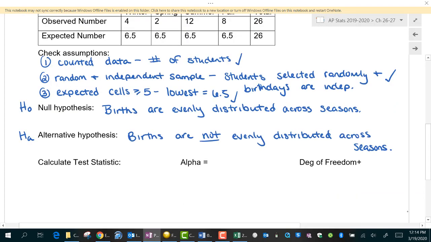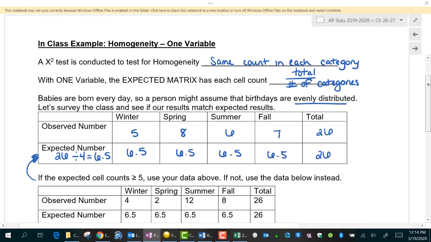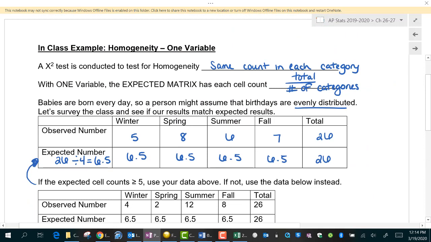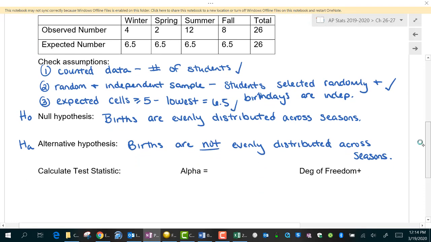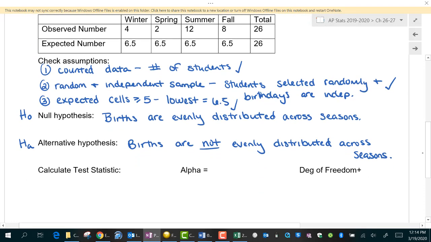Okay, so you're going to notice that our null and our alternative hypothesis are a little different than usual. My null hypothesis, I would state that births are evenly distributed across seasons. And if you remember from our very first introduction to this example, we started by saying babies are born every day, so a person might assume that birthdays are evenly distributed, or the same number in each season. So that's what I started off by assuming. And I want to show that births are not evenly distributed across seasons.